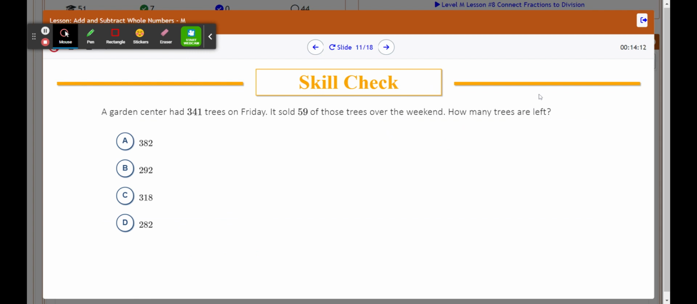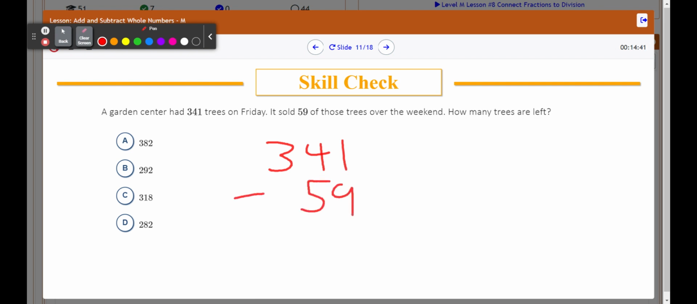Let's look at one last example. The problem reads: a garden center had 341 trees on Friday. It sold 59 of those trees over the weekend. How many trees are left? Well, how many trees are left? Left being our keyword telling us it's a subtraction problem. So I'm going to take 341 and I'm going to subtract 59.